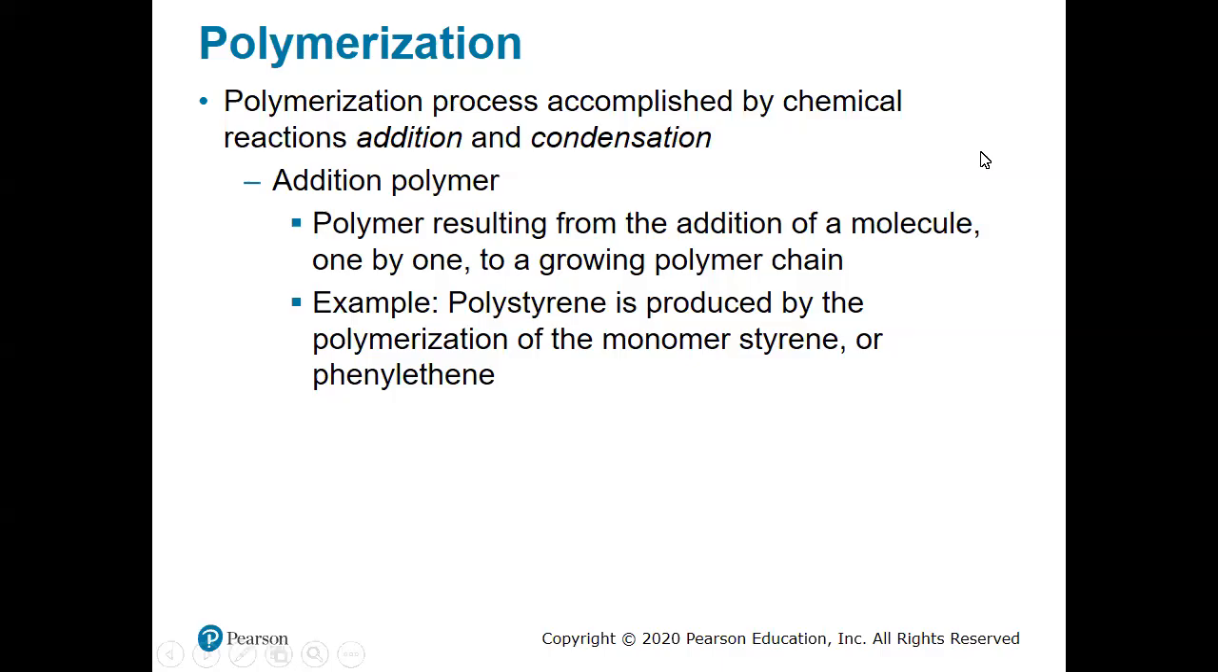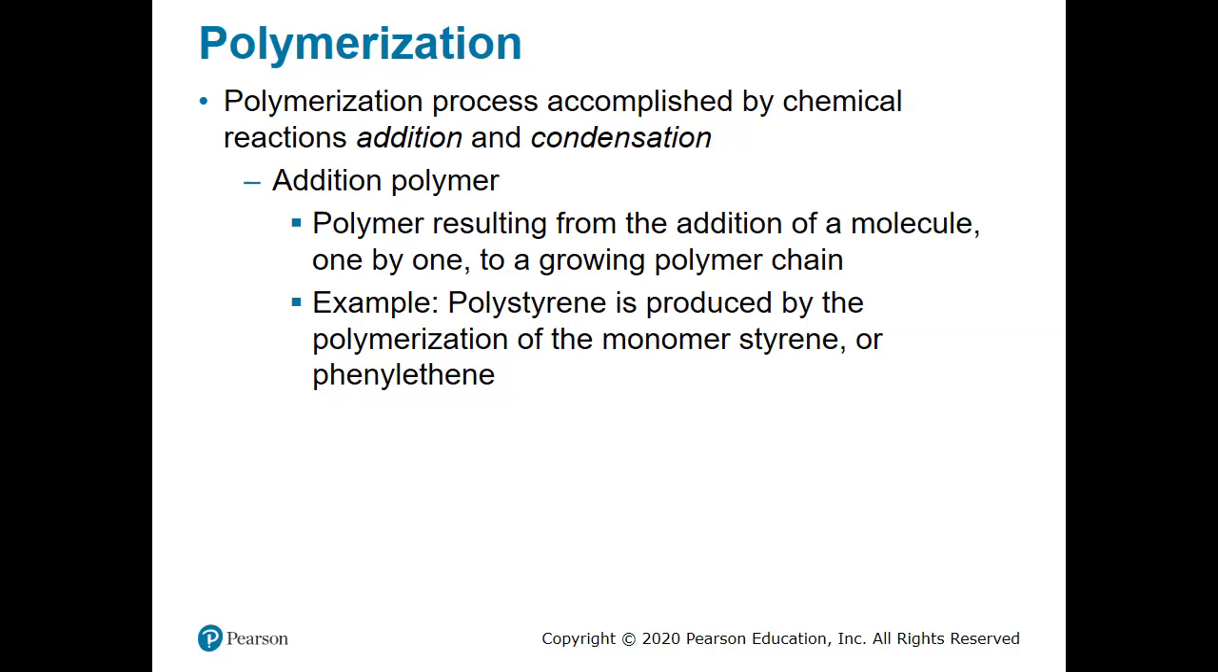So we begin today, leading off where we were last time, and that is talking about the processes by which polymers are made. I mentioned on Friday that there were two types of polymers. There was the addition polymer, and the addition polymer was formed by just linking the same repeating unit over and over and over again.